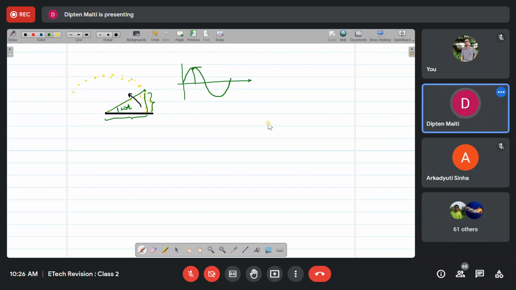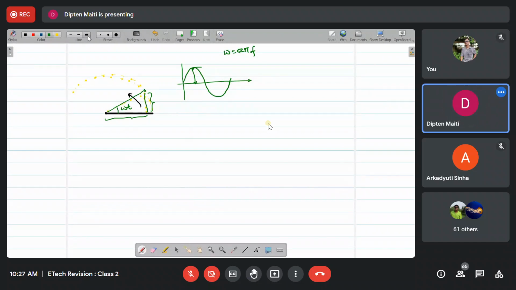Otherwise, the peak value of this would be equal to the length of the line. And of course, the frequency would be the same as omega, that is, omega equals twice pi into f, the radial frequency. So the frequency of this sine wave would be equal to the rotational frequency of this line.